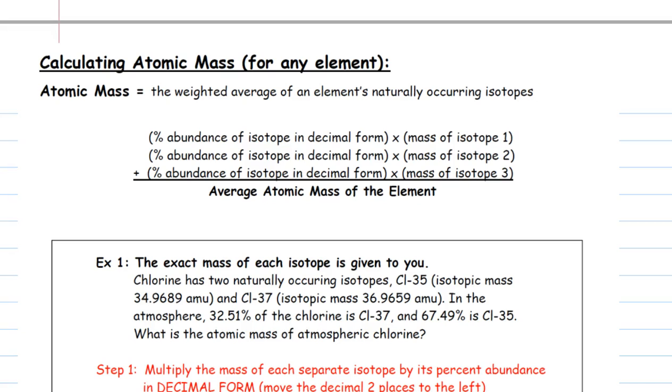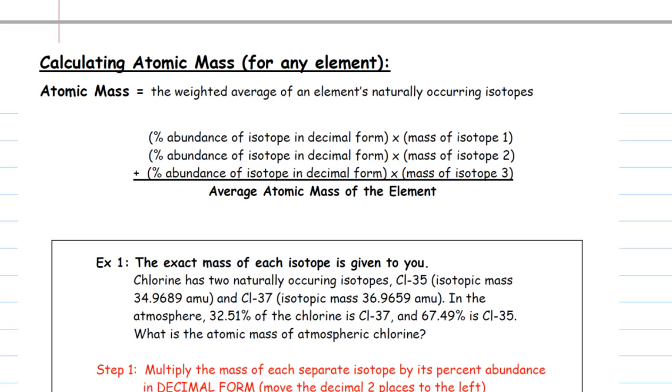So chlorine has 2 naturally occurring isotopes. Chlorine 35 with an isotopic mass of 34.9689 AMUs, and chlorine 37 with an isotopic mass of 36.9659 AMUs. In the atmosphere, there's going to be 32.51% of chlorine 37, and 67.49% of chlorine is chlorine 35.